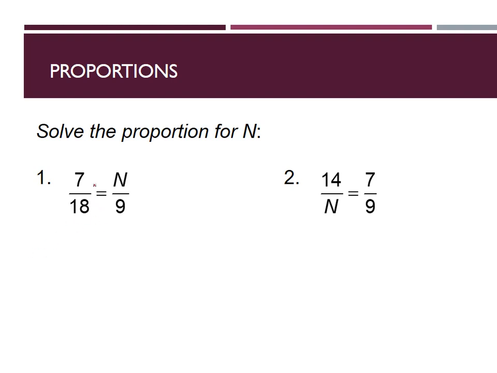So to solve proportions, you actually can use cross products. So I can do 7 times 9 and set that equal to 18 times n. And then you just solve for n. 7 times 9 is 63, and that equals 18n. And then just divide by 18 on both sides. And if you divide 63 by 18, you get 3.5.